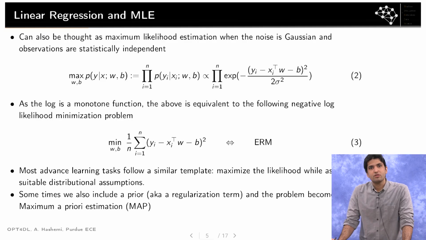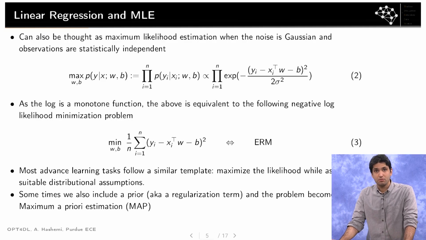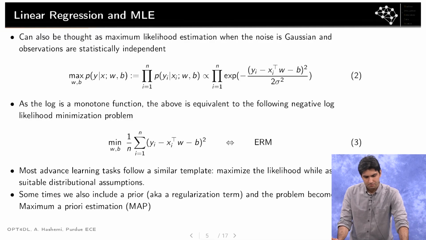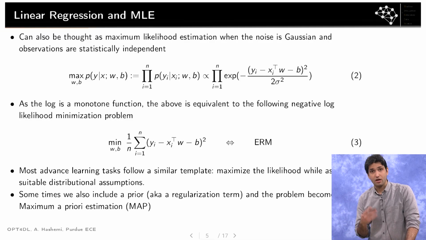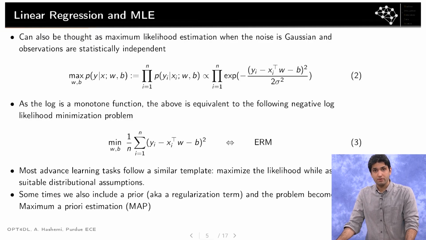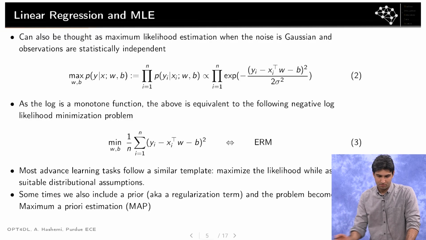So it is also very useful to think of linear regression as a maximum likelihood estimation problem. Essentially, we assume that we have some observations that are noisy, such that the noise distribution is a Gaussian distribution, and that the observations are statistically independent. Now, when we have these observations, a useful principle in estimation theory is to find the parameters such that the likelihood of the data is maximized. The likelihood is essentially the probability of the observations given the features.